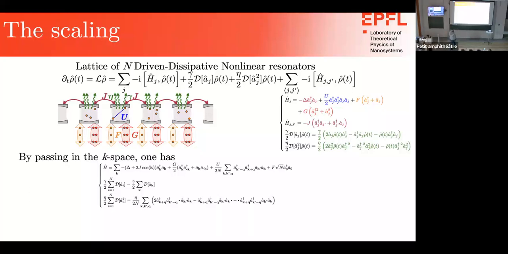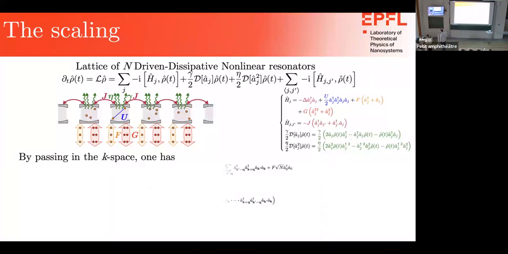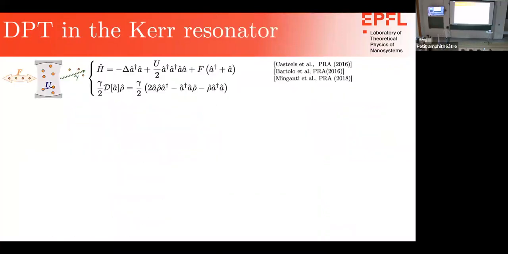But then yes, absolutely. Don't take this as saying I can now study the physics of correlated dissipative systems by studying one cavity. No. Okay, sorry. So, Kerr resonator.